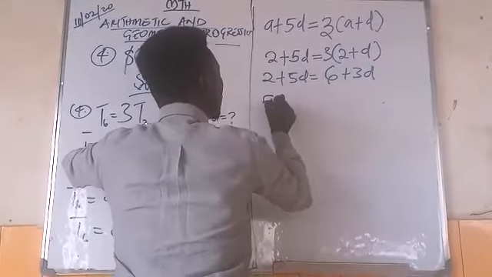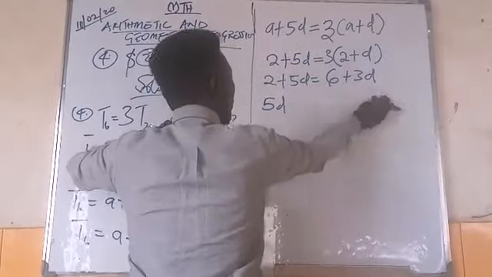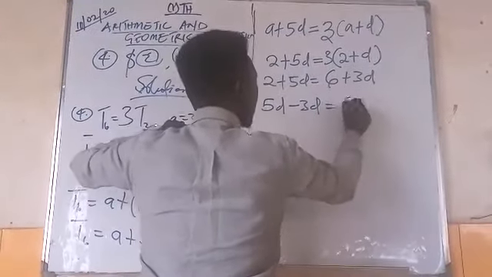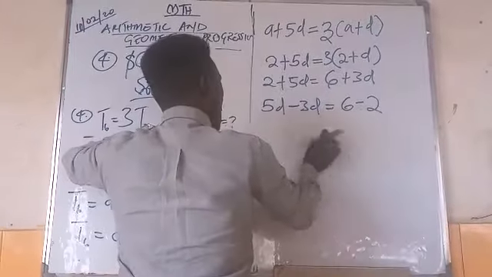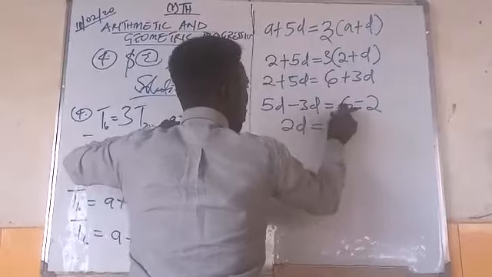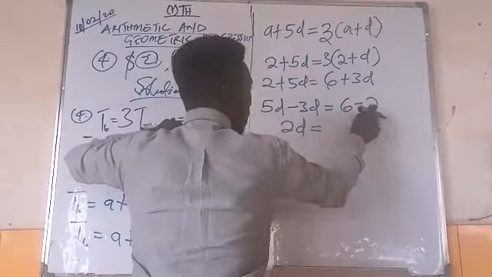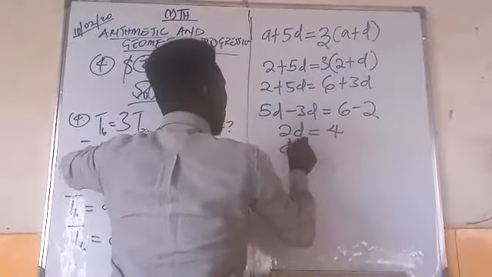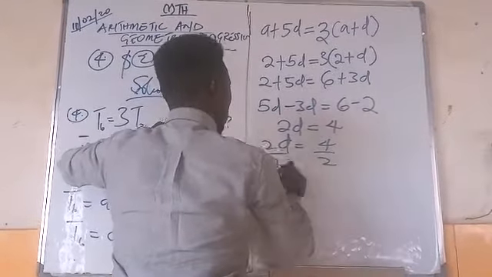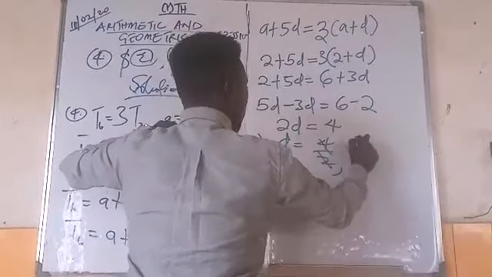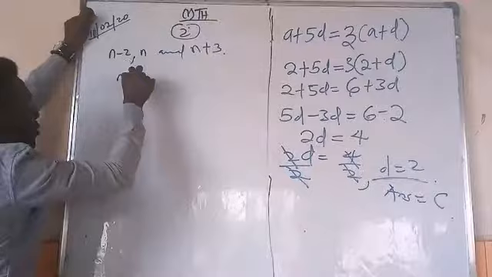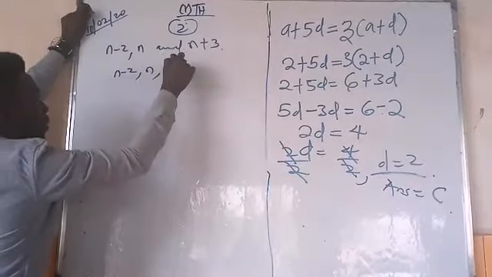So you have 5D, then negative 3D, and then you have 6 minus 2. Now 5D minus 3D, 2D, equals 6 minus 2, 4. To get your D, you have to divide both sides by 2. D equals 2. So n minus 2, n plus 3, and so on.